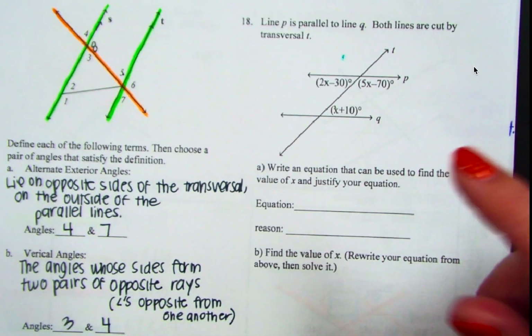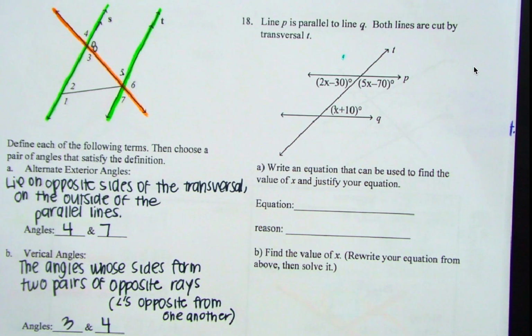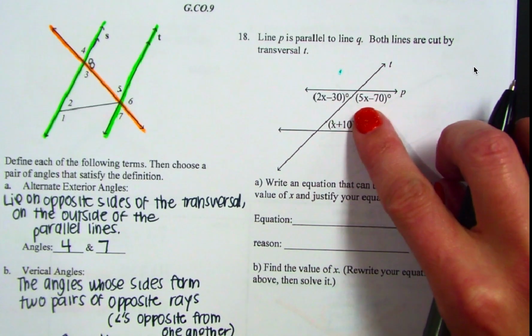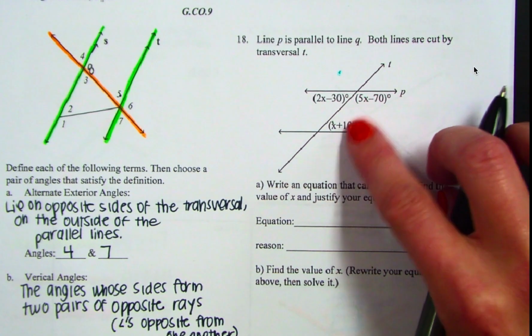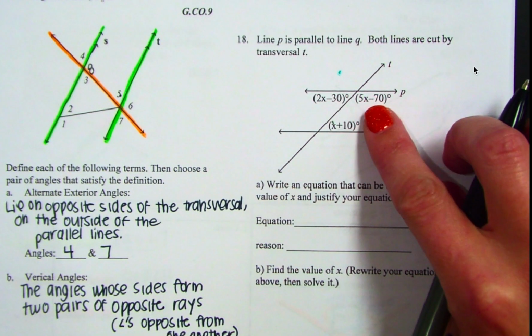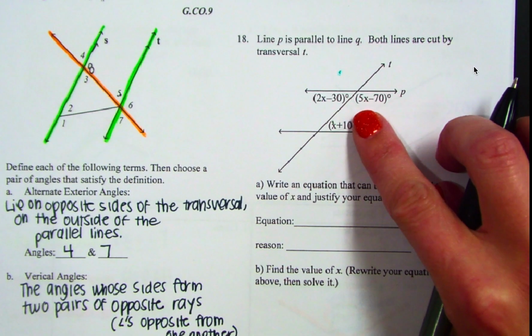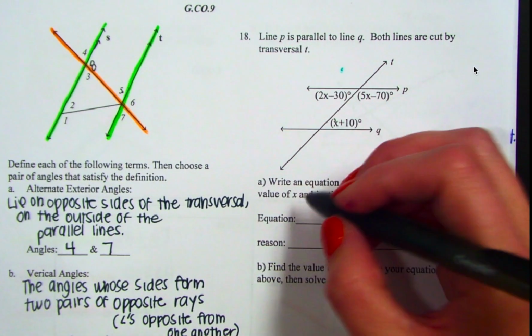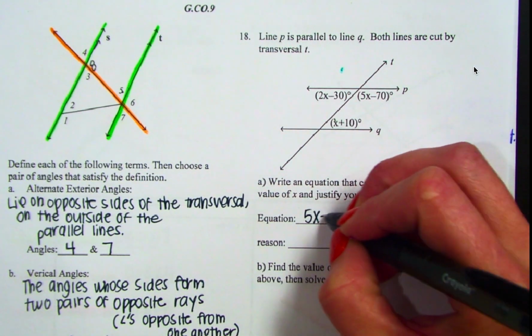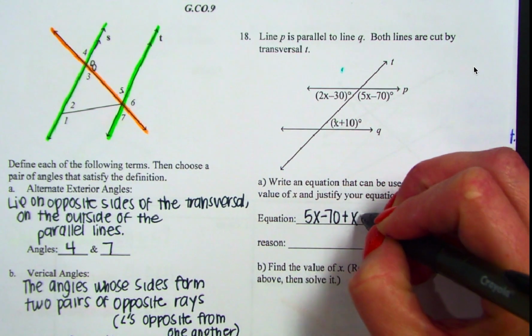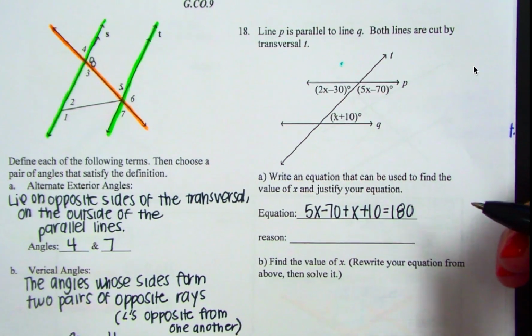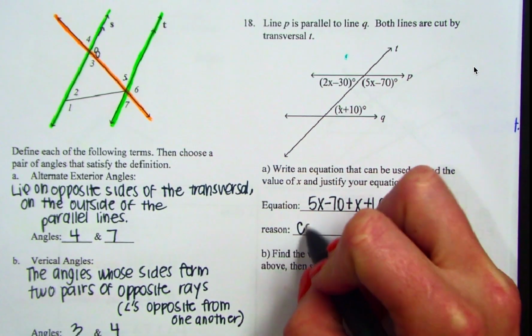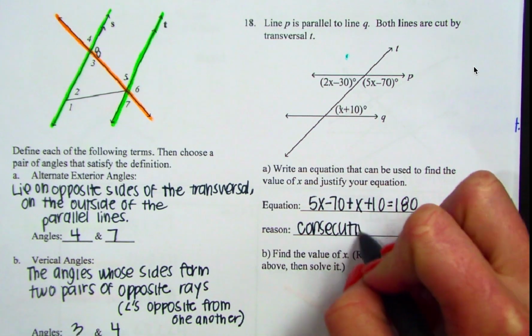So I'm going to start by looking at my angles right here, and these are consecutive interior angles or same side interior angles, so those are going to be supplementary. We are going to add those. Set them equal to 180 degrees because those are consecutive interior angles.